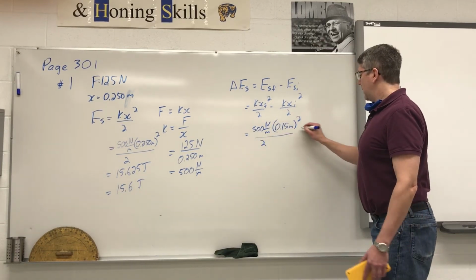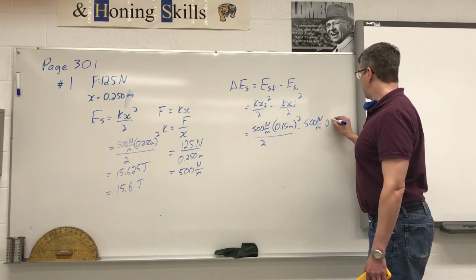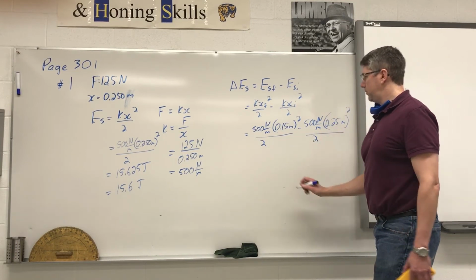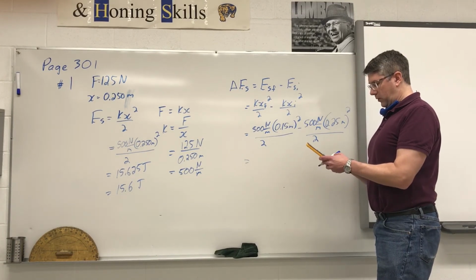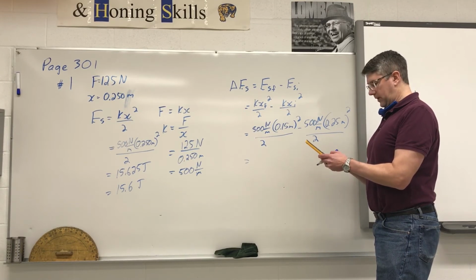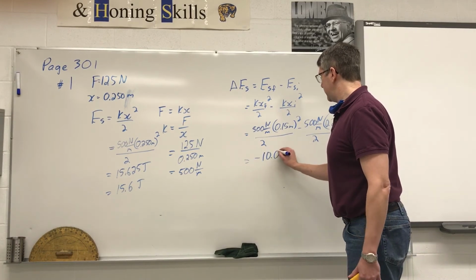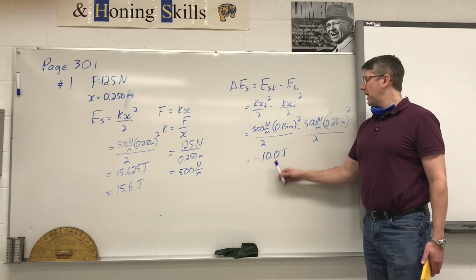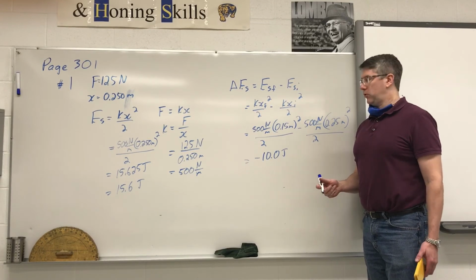Divided by 2 minus 500 newtons per meter times our initial 0.25 meters squared divided by 2. So on the calculator, 500 times 0.15 squared divided by 2 minus 500 times 0.25 squared divided by 2 gives us a value of negative 10.0 joules. So it has decreased the amount of energy in the spring by 10 joules by changing the stretch from 25 to 15 centimeters. Now there's a second way to approach this question.